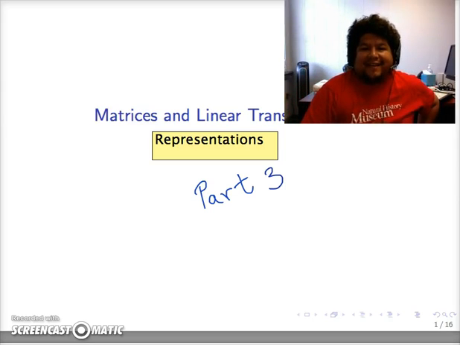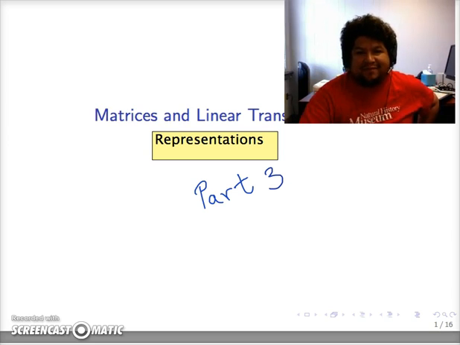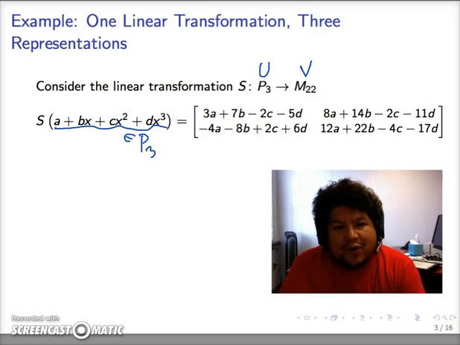Hi, this is linear transformations, specifically matrix representations of linear transformations, and this is part 3. So we're working this transformation S defined from P sub 3 to M22. It takes in one polynomial of degree 3 and it spits out a matrix with 2 rows and 2 columns.